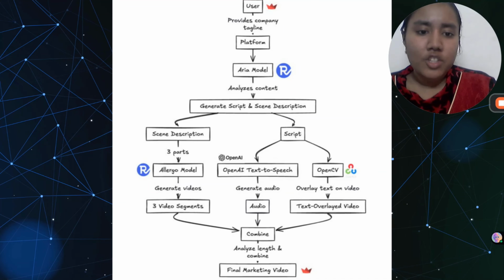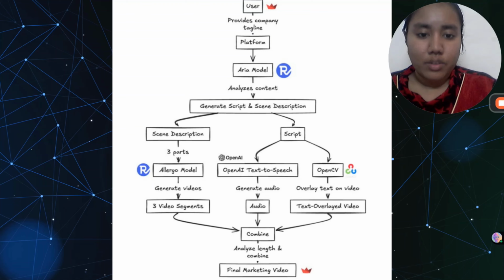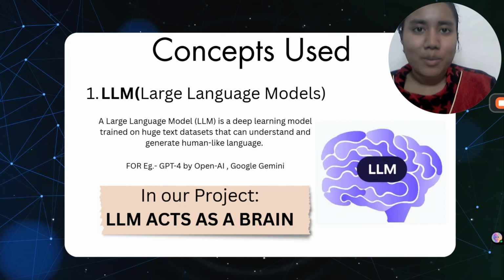Next, we use FFmpeg to merge each clip with its voiceover, creating 10 complete video segments. Finally, all segments are concatenated together using FFmpeg to form one continuous marketing video that has centralized visuals, sounds, and text overlays. Now let's talk about the concepts used.